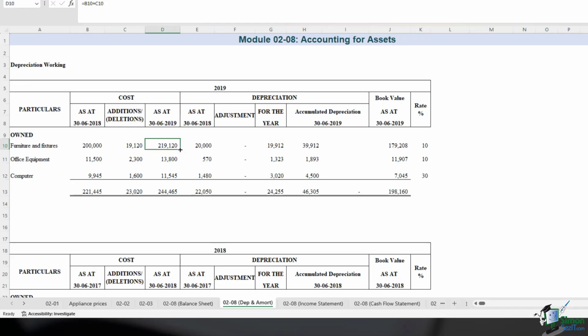And in order to calculate the depreciation, we have a look at the balance of the assets in 2019. We subtract the balance of 2018, and then we multiply it by the useful life or the average depreciation rate, which is 10% in this particular example. So we arrive at the depreciation of $19,912. Again, it's the 2019 balance, which is in D10.